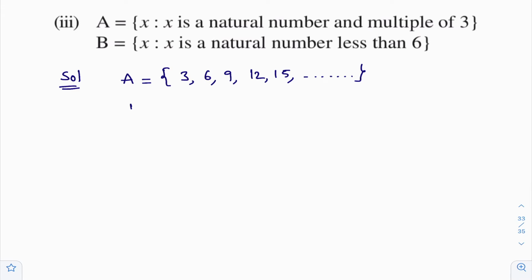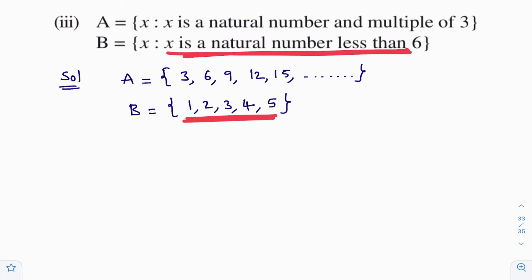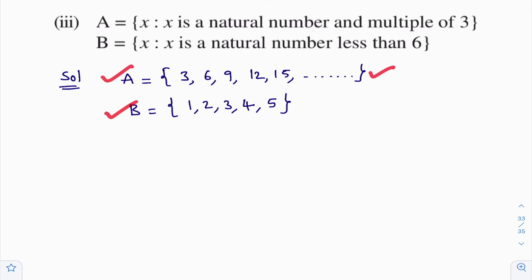Okay. What about set B? What is set B? X is a natural number less than 6. What are the natural numbers which are less than 6? 1, 2, 3, 4, 5. These are the natural numbers less than 6, correct? Now you observe, I have written set A in roster form and set B also in roster form. Now I can easily calculate A union B as well as A intersection B.